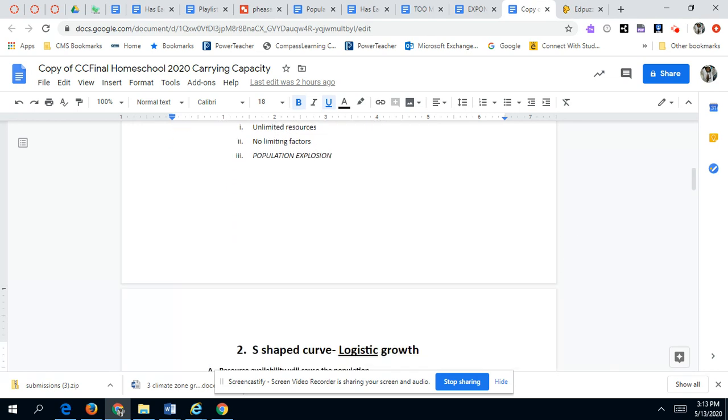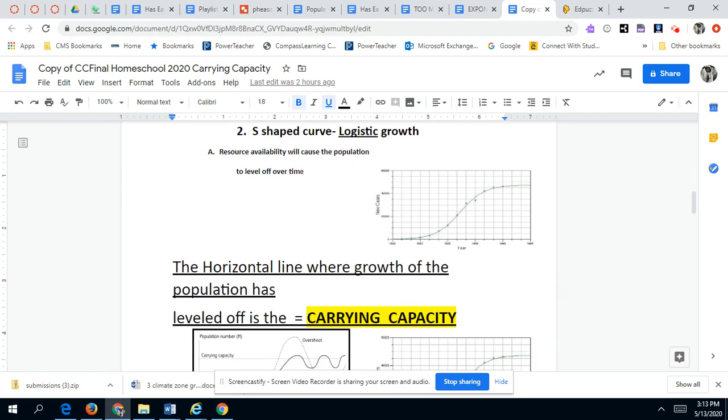Okay, now there are two types of curves. There's also an S-shaped curve. All other animals on Earth undergo an S-shaped curve, except for humans and some bacteria and algae. All other animals undergo an S-shaped curve. What happens is there's a horizontal line where the growth of the population levels off right here.